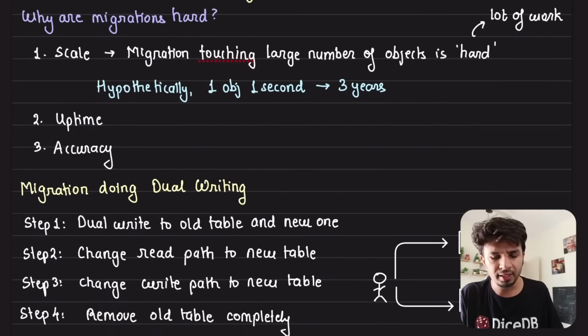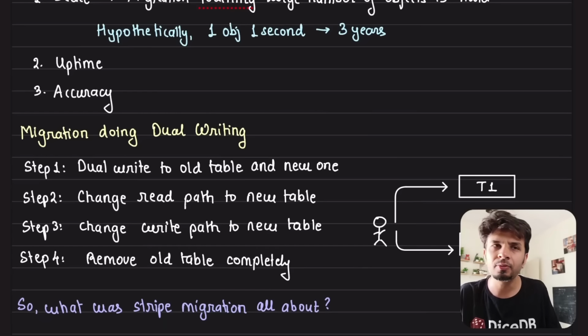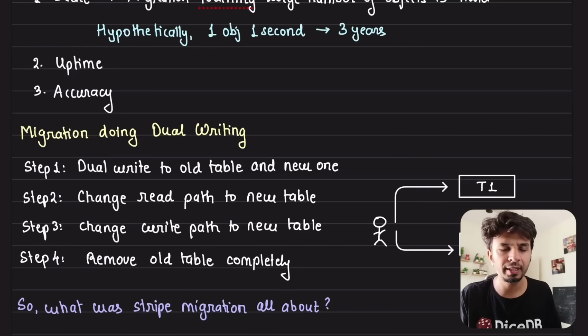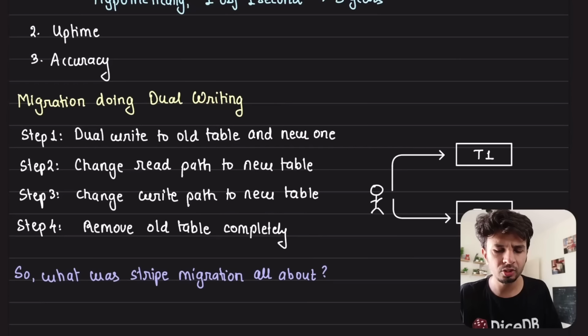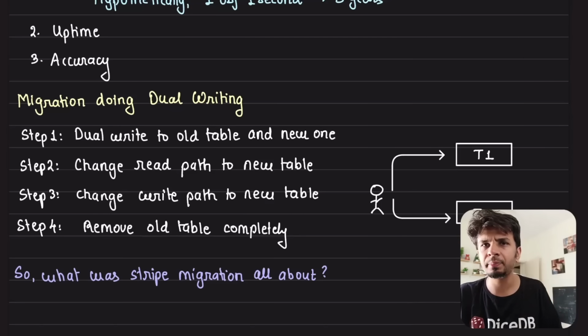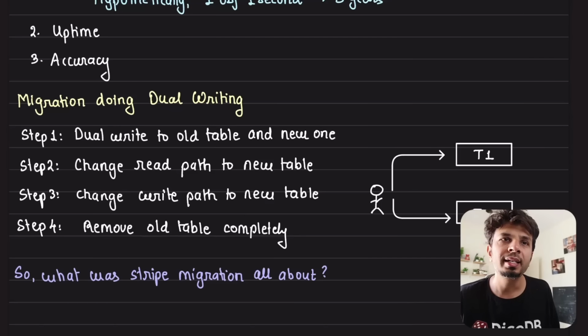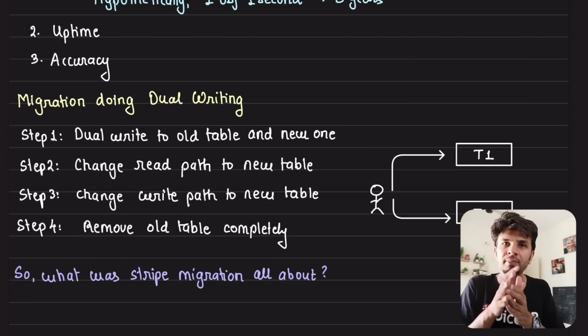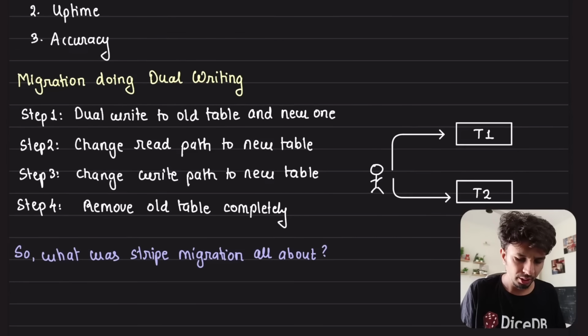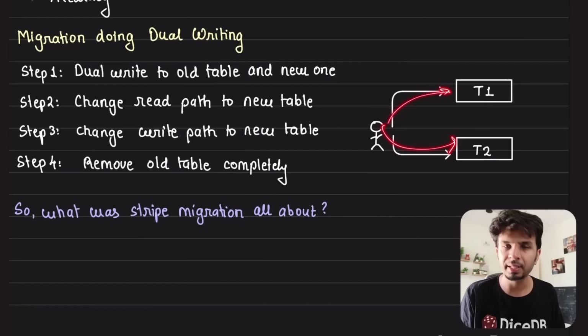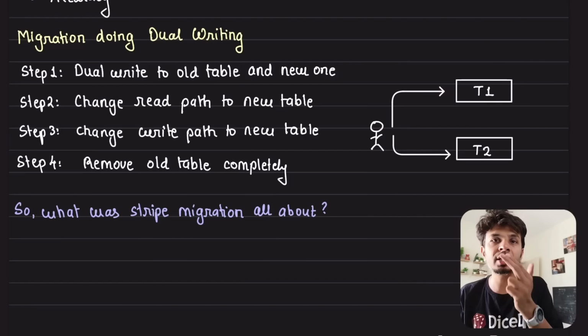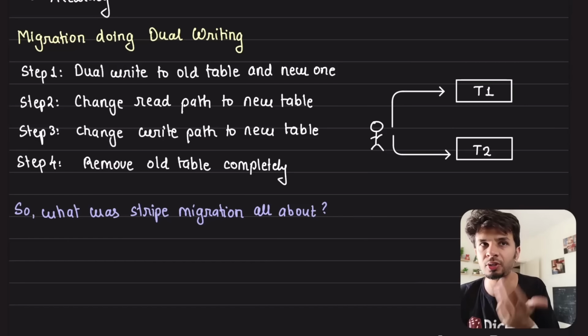Now, this is where Stripe took a very standard approach, which is dual writing. In case you're unaware, we'll dig deeper into how it's done. Dual writing is one of the most common ways to do online schema migrations. It consists of 4 very simple steps. Again, from a 10,000 feet view it's simple, but the nuances are very interesting, so we'll dig deeper. Step number 1: you have your old table, you have your new table, and you do a dual write. So you write to both places, table 1 and table 2. This way your newer changes have started going to table 2, which is your new table.